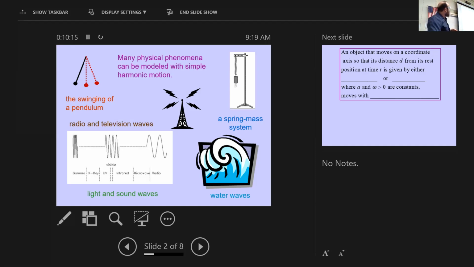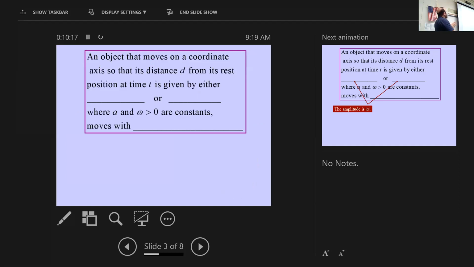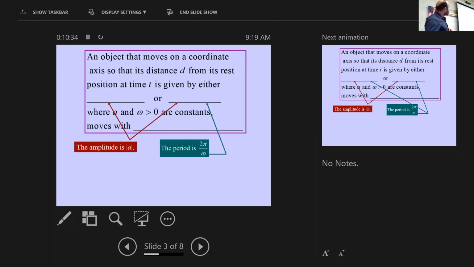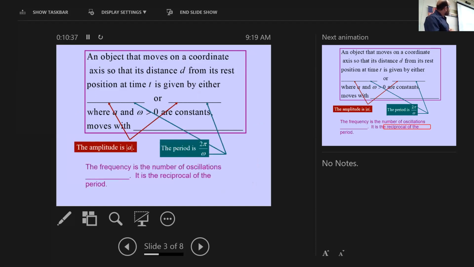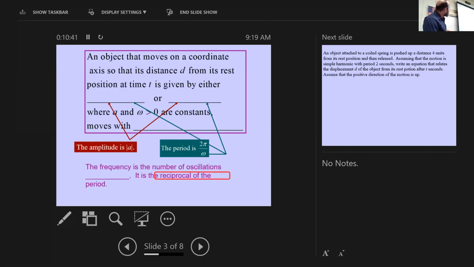So anyway, that was a long introduction, but here's the deal. Physics does this a little bit different than math does, and we're kind of delving into physics land right now, so just be aware of that. An object that moves according to that information is called simple harmonic motion, and here's where it goes. There's a lot of information here. I wish I had done this in a slightly different order, but I didn't.